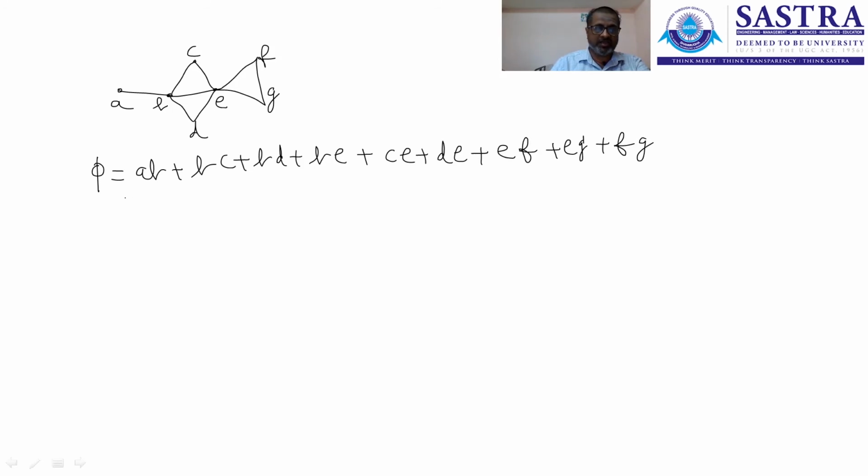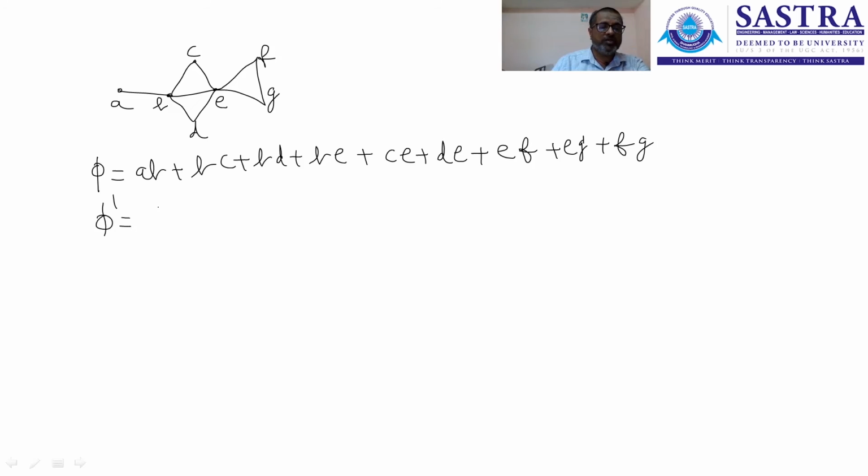Okay, let me see that I have 9. 1, 2, 3, 4, 5, 6, 7, 8, 9 edges. This would give you 4, this would give you 8, this one is 9. So I have 9 edges. Now let me write down what is phi dash.